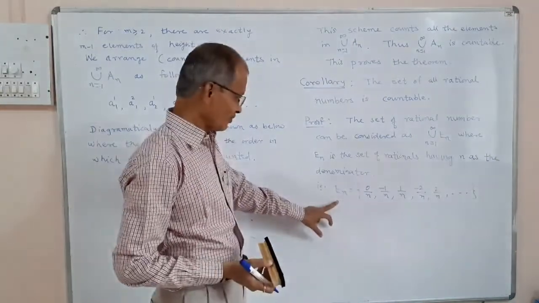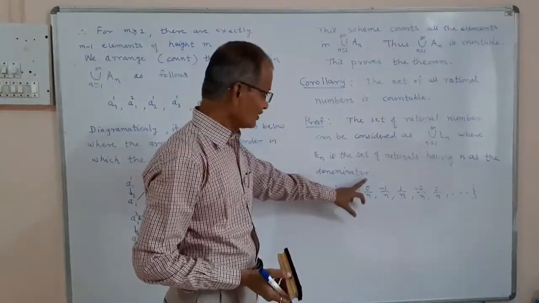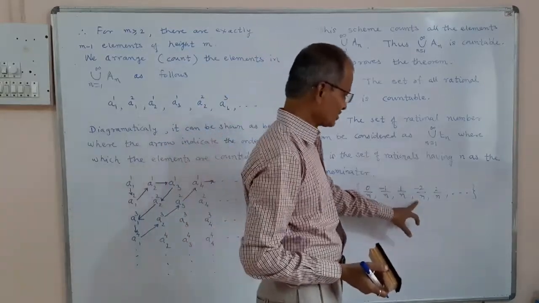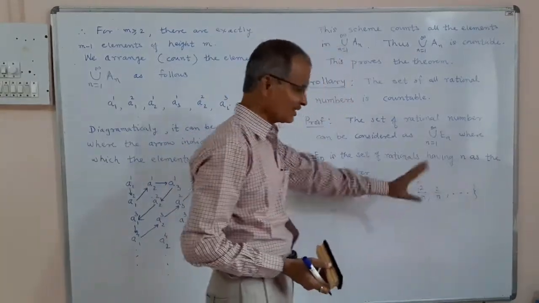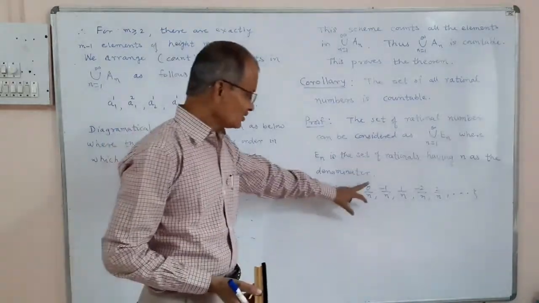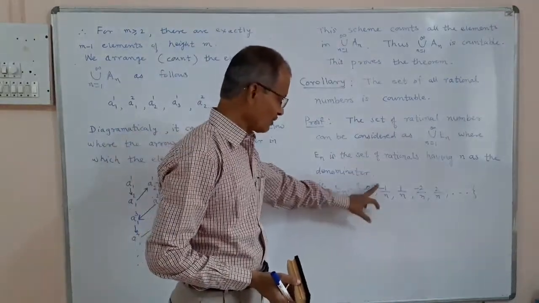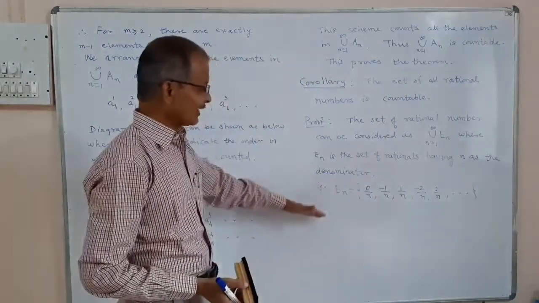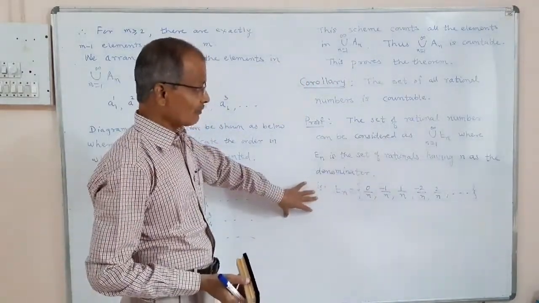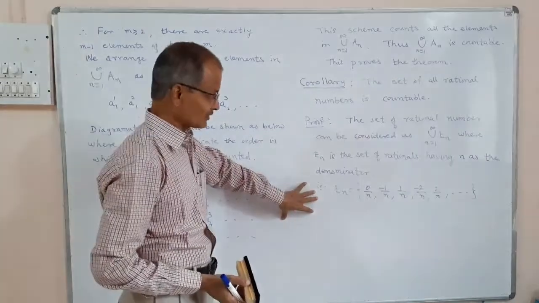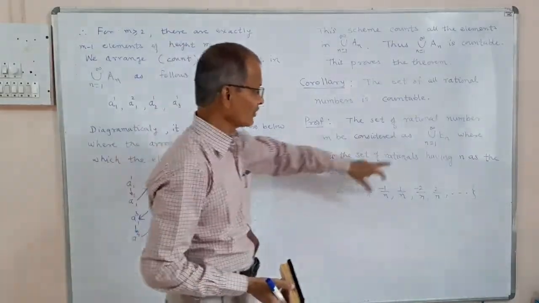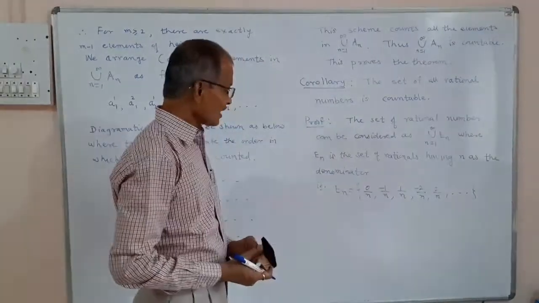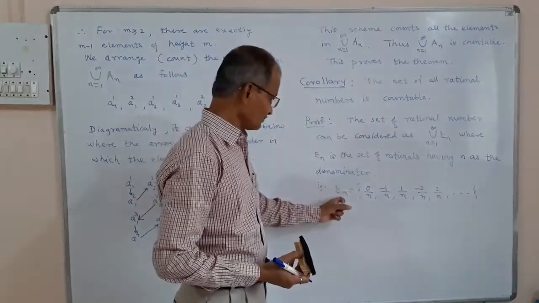Now what will E1 be? You may observe, E1 will be 0 by 1, minus 1 by 1, 1 by 1, minus 2 by 1, etc. So integers it will be. E2: 0 by 2, that is 0, minus 1 by 2, 1 by 2, minus 2 by 2, etc. So E3, and thus this gives all the types of quotients, rational numbers having denominator n, and therefore the union of En will form the set of rational numbers.